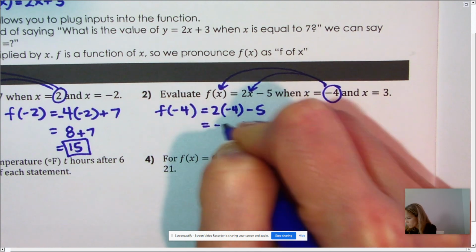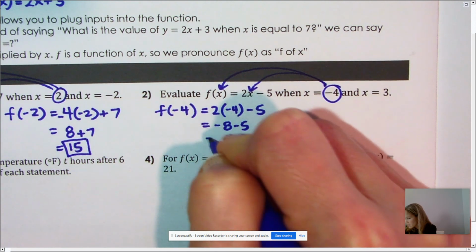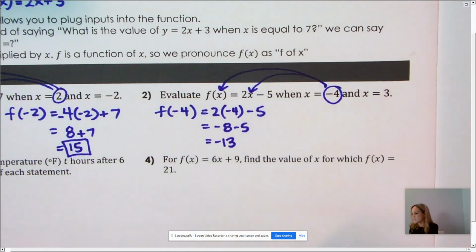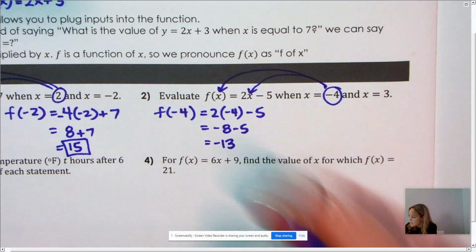So 2 times -4 is -8. -8 and -5 make -13. So that was my answer for that one.